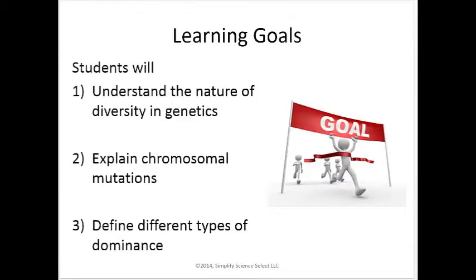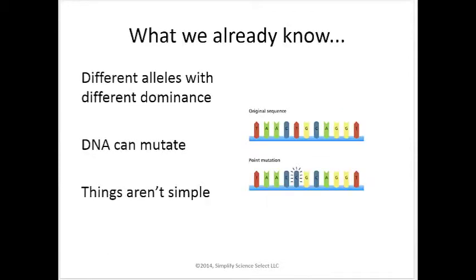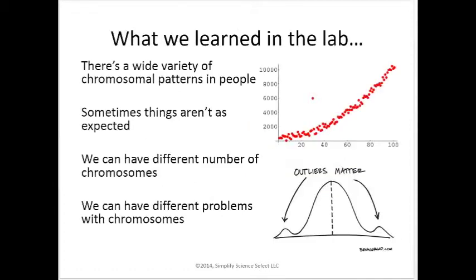Our learning goals are to understand the nature of diversity in genetics, explain chromosomal mutations, and define different types of dominance. We already know that there are different alleles with different dominance, that DNA can mutate, and that things really aren't simple. What we saw in the virtual lab is that there's a wide variety of chromosome patterns in people. Things aren't always as expected. We can have different numbers of chromosomes, different problems with chromosomes.